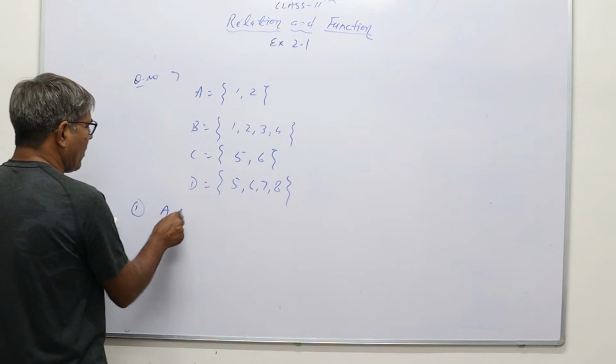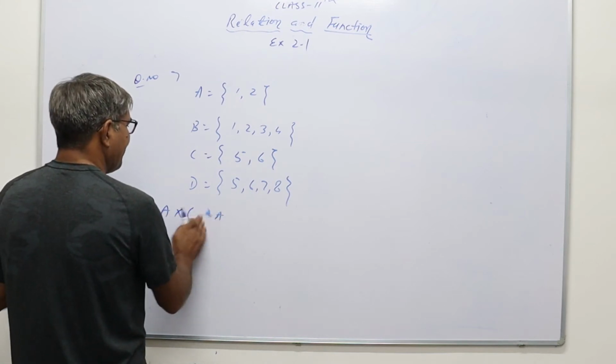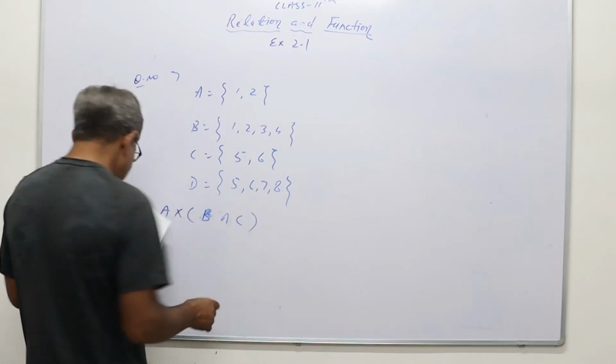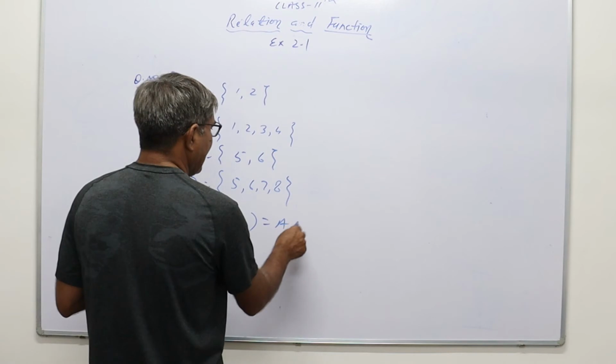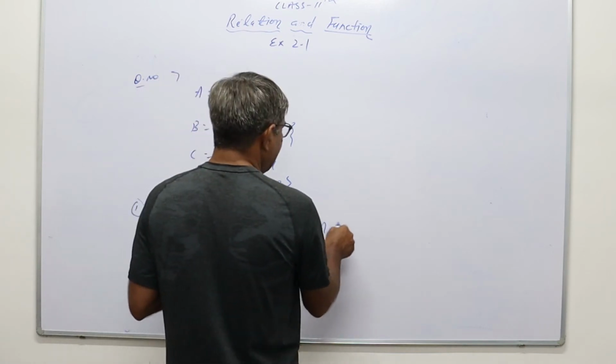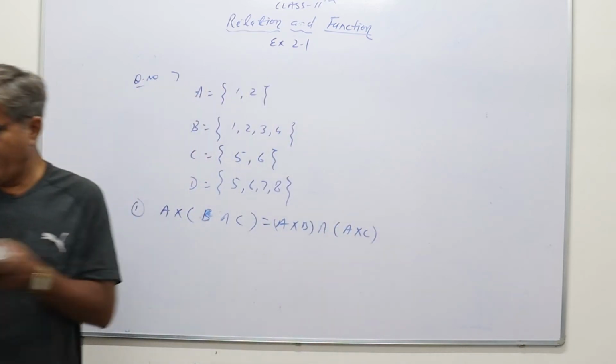We have to prove, first, that A cross (B intersection C) is equal to (A cross B) intersection (A cross C). So this we have to prove.